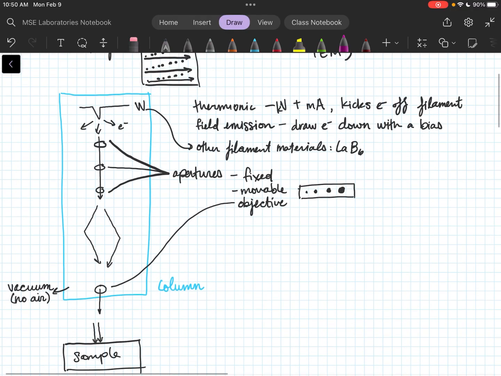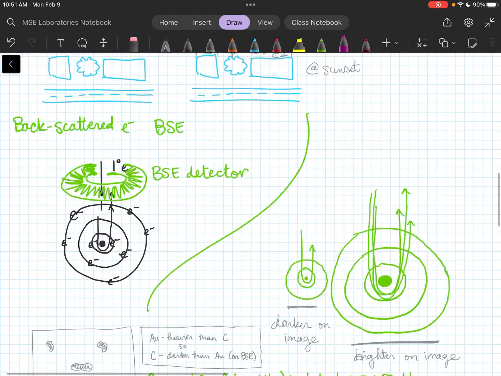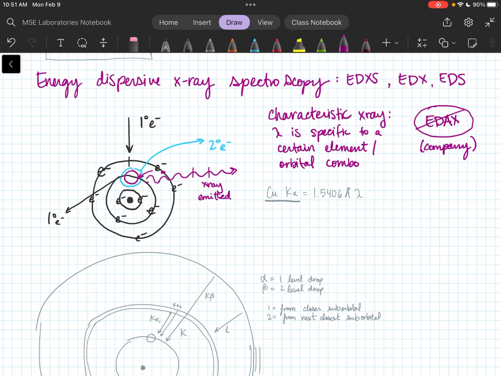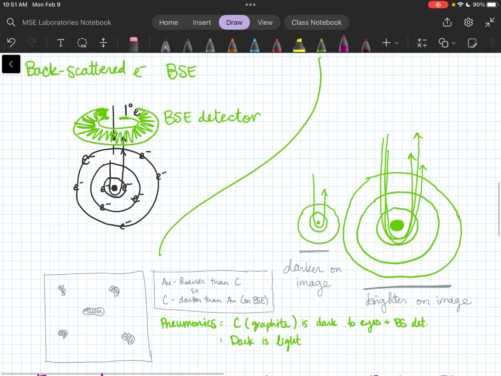If I'm shooting an electron at a sample, I am creating secondary electrons, characteristic X-rays are being generated, and I also have electrons being backscattered. Those are just happening, always. There are a couple other fancy detectors that you can stick on an electron microscope, but most of them rely on one of these three principles.